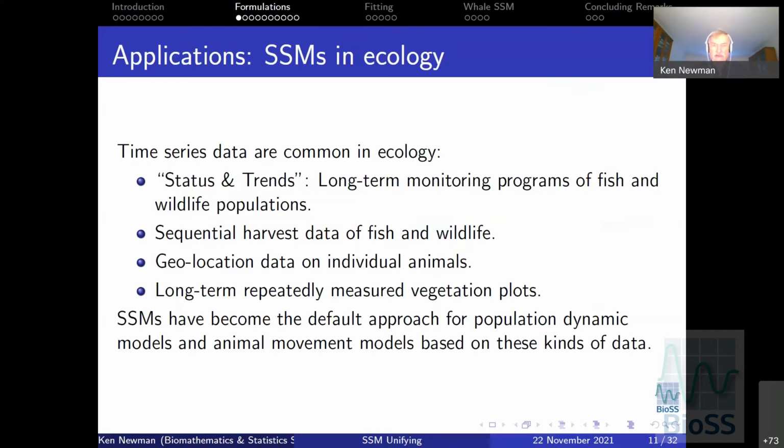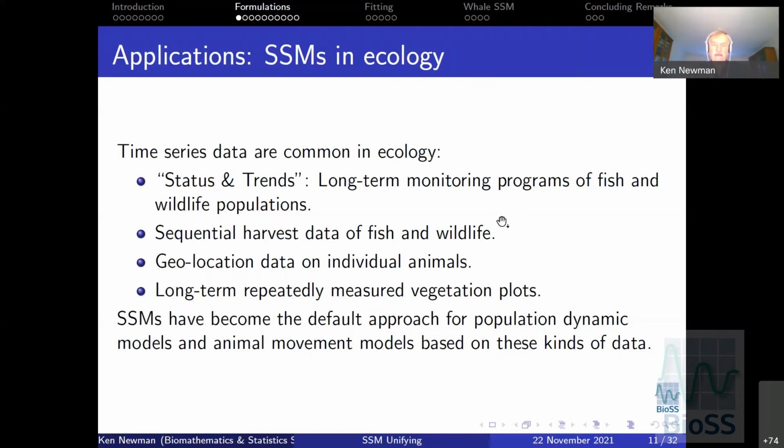Now, talk a little bit about some of the applications in ecology. First of all, time series data are found a lot in ecology. If you were to Google status and trends, you'd find worldwide that there's hundreds of long-term monitoring programs for fish and wildlife and plant populations. There's also information that comes in from the sequential harvest of fish and wildlife as well. Then, in terms of animal movement, like what Adam was talking about earlier, there's increasing volume of geolocation data on individual animals. Then there's also a lot of information that comes in from vegetation plots, say by different forestry organizations, where they've gone back year after year and they're taking measurements on the plants and the trees and so on.